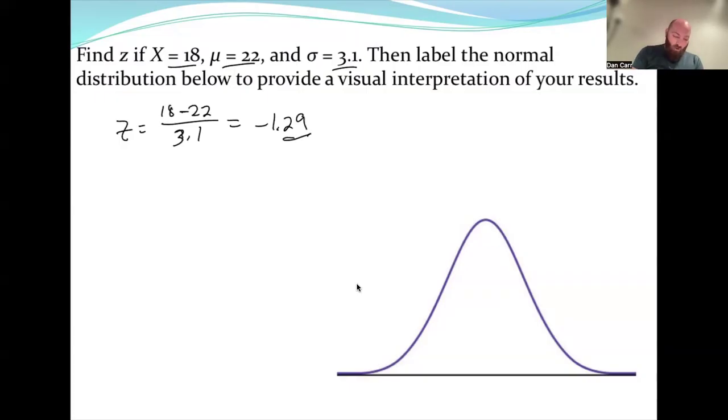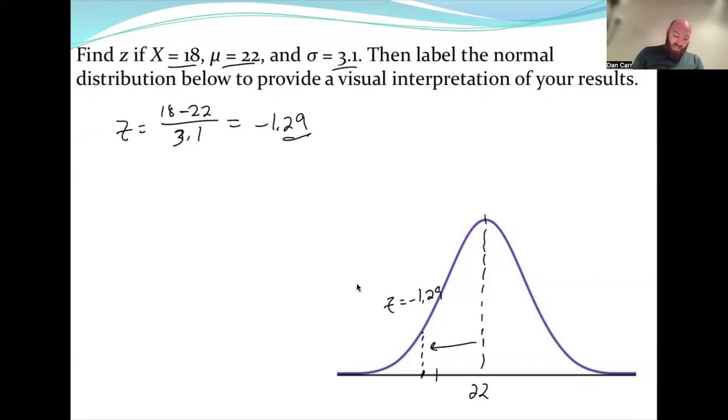Now to draw a quick label here, again, the mean is right in the middle. That's going to be 22. Our standard deviation is 1.29 to the left of this value. So one standard deviation will put me here roughly, so this is going to go beyond here. That's what we're looking at, that part right there. Okay, so z equals a negative 1.29. It is 1.29 standard deviations below the mean.